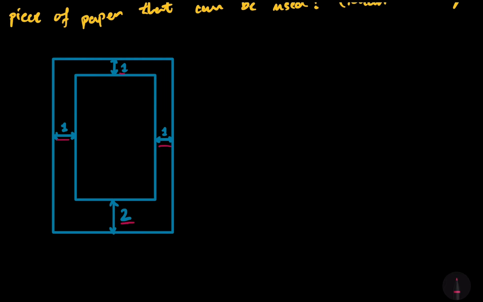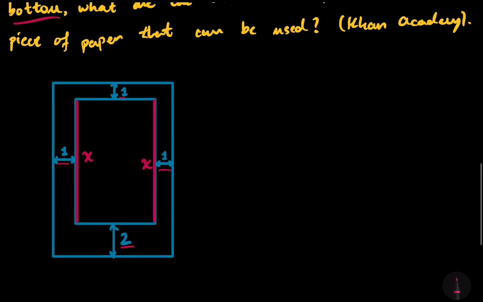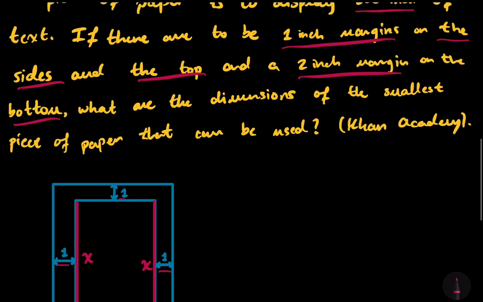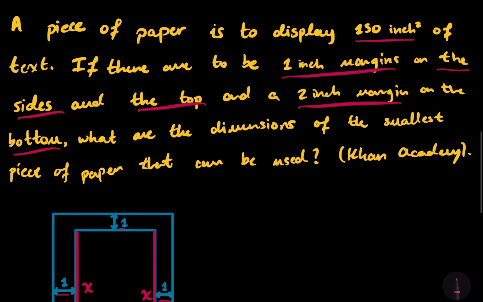And so let's go ahead and say that this length over here that I'm highlighting, and you can use this side length as well because these are the same, it's a rectangle. Let's say that this is going to be x. Let's just call it x, some random dummy variable x. So we know that this side is also going to be x. And they tell us that we need to display 150 square inches of text.